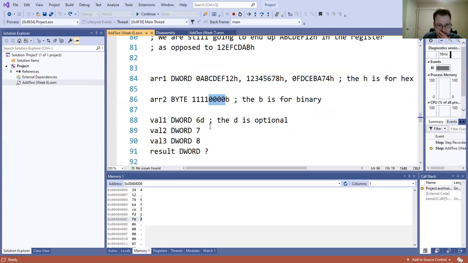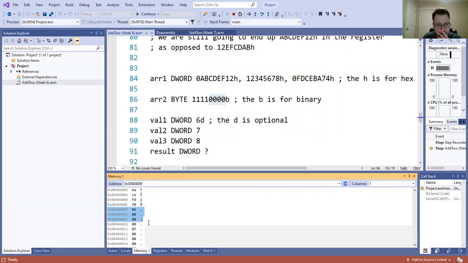And then we have some DWORDs that we declared after that, and we see those here as well. So for example, the next 4 bytes you'll notice are 06000000. And so here we're also seeing what happens with little endian order if you decide to declare your data with decimal.